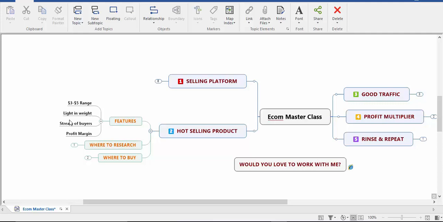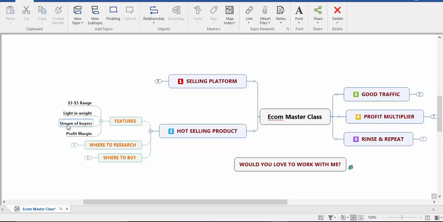Also, one of the features to look for is that the product has to be light in weight. For instance, if you're bringing products into the country and you don't do your calculation very well, the cost of clearance of that good itself might even bring you down. These are things that you need to watch out for. The weight of that product really matters.